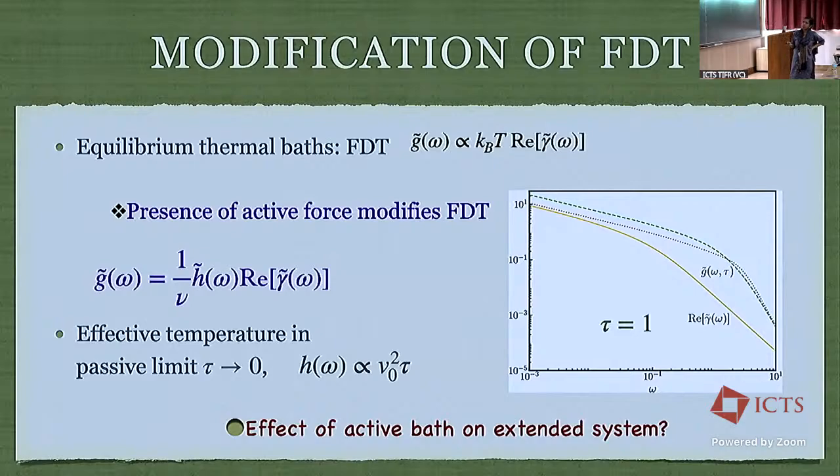One more thing is that suppose we look at the tau going to zero limit. For very small tau, we expect that this will be equivalent to a passive system, and it indeed is. Then H tilde omega is proportional to tau. So for small tau, this v square tau acts like a temperature. That's what we expect, because if the memory is short, it should converge to a passive kind of system. Mathematically it can also be shown.